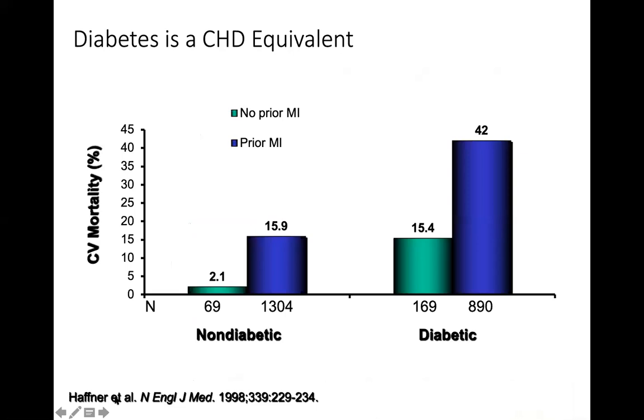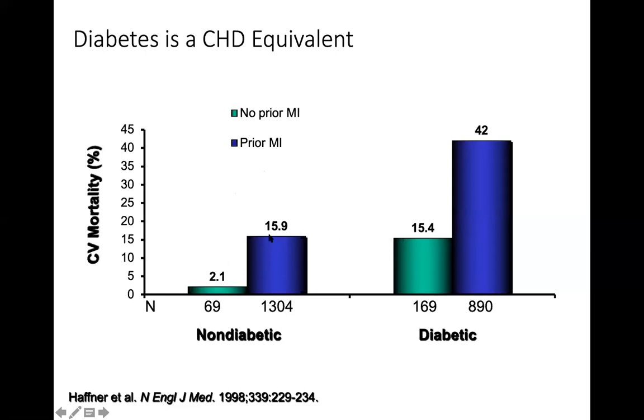Hafner's study in 1998 also looked at cardiovascular mortality percentages in those who did not have a prior MI and those who had a prior MI. We know that if they are non-diabetic, the risk of dying from an MI is 8 times higher in those who had a prior myocardial infarction. If you look at diabetics, their risk of dying without an MI was equal to those who had no diabetes but a prior myocardial infarction. So Hafner called diabetes a cardiovascular equivalent.